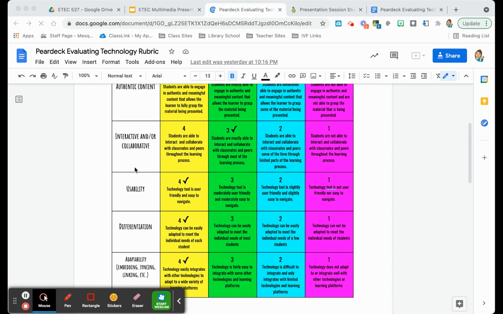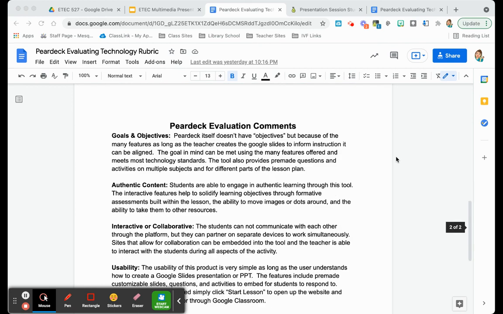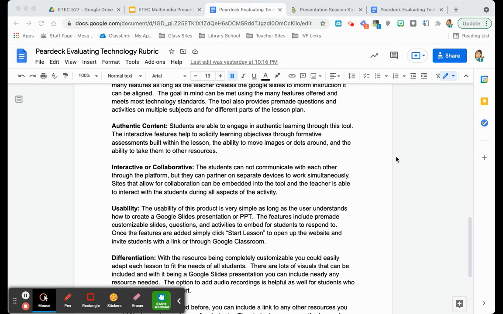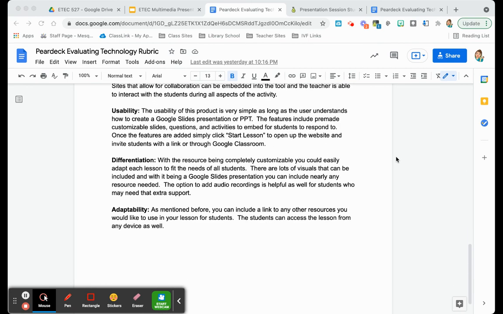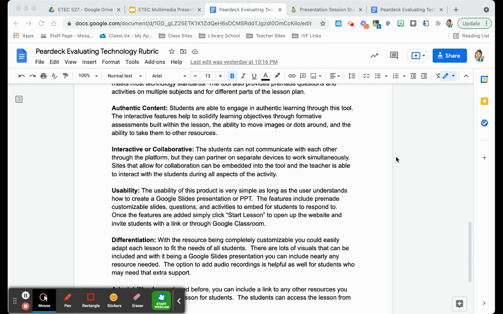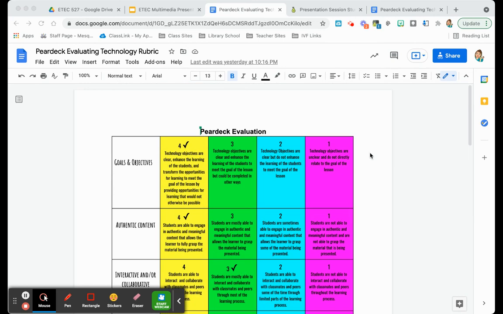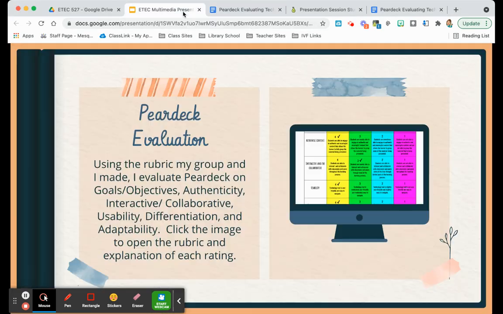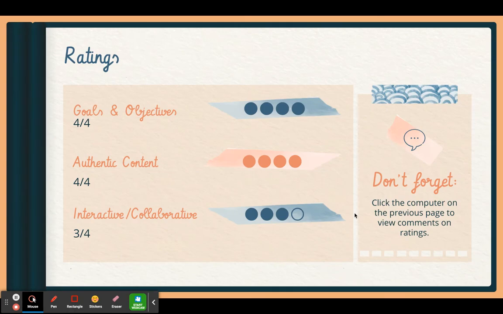the interactive and collaborative. There wasn't really a lot of opportunity for students to work with each other in the tool, but there could be if they were in the same room or in the same vicinity, you could have them partner up and work. Below the evaluation, I left comments on my reasoning for why I rated each one the way that I did. Overall, it was rated 4s in almost every other category.